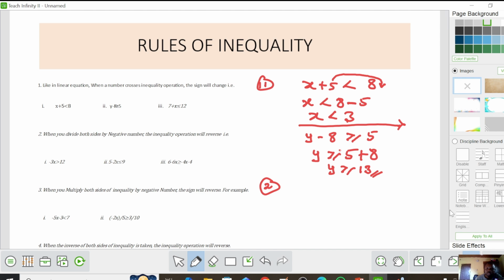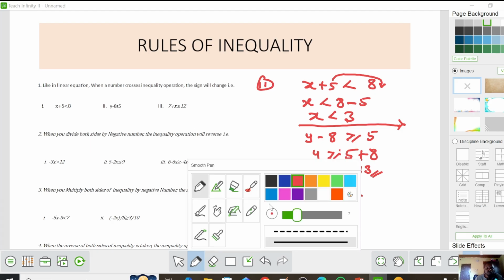The second rule of inequality is the most popular part of inequality, and it is unique to inequality. It says that when you divide both sides by a negative number, the inequality operation will reverse. For example, if I have minus 3x greater than 12, and we are to find the value of x here.